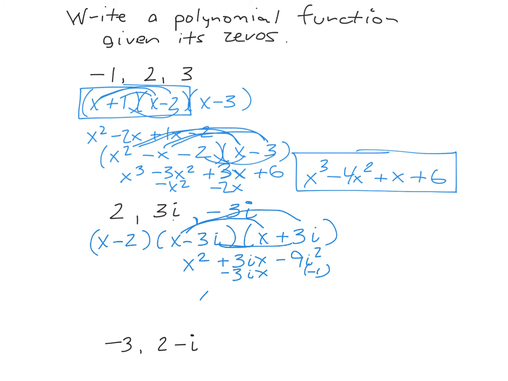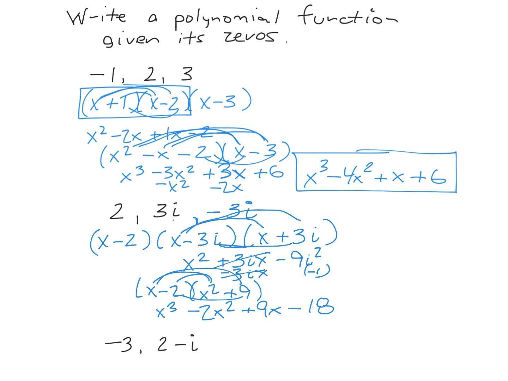And so basically this is x squared. Those cancel, plus 9. And then I'd have to take this times the x minus 2. So I'd have x cubed, I'd have a negative 2x squared, I'd have 9x, and I'd have a negative 18. And that would be the cubic equation that has these three zeros.